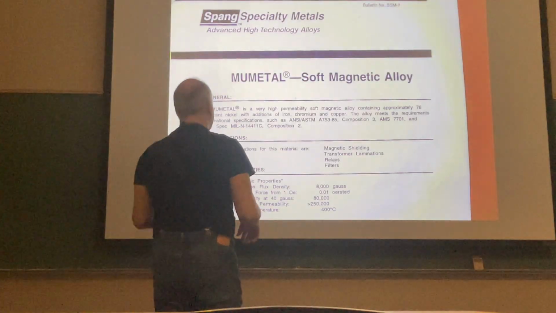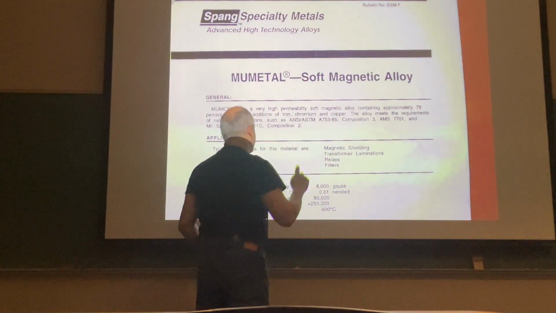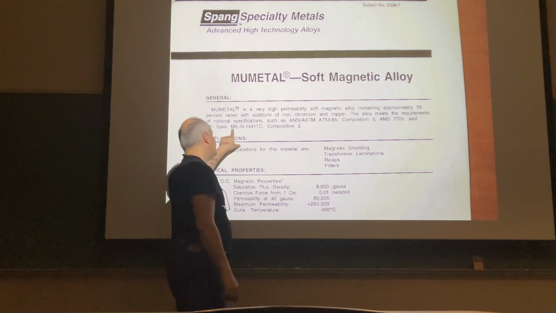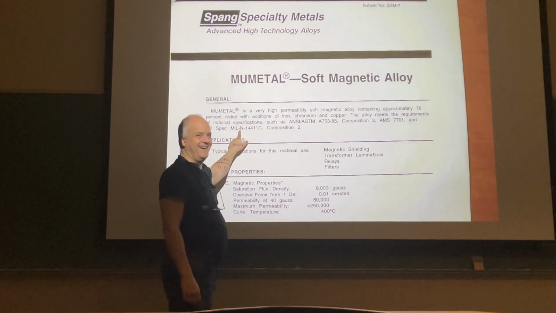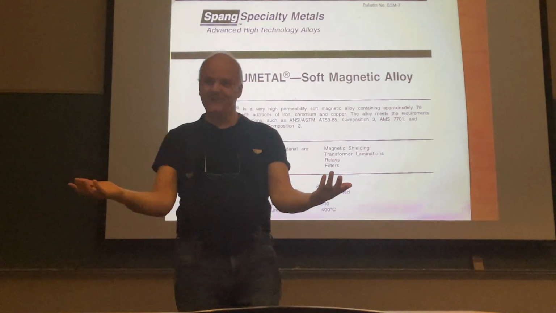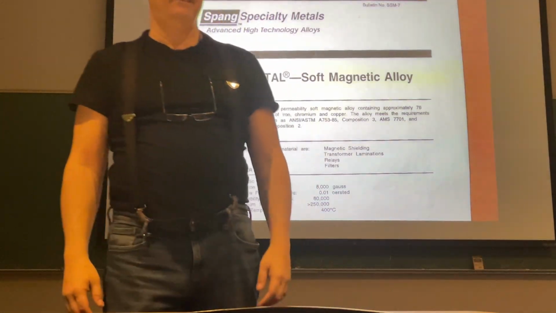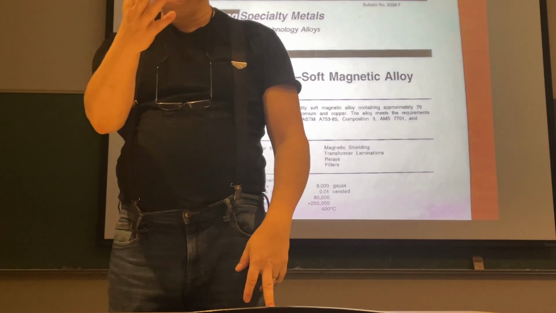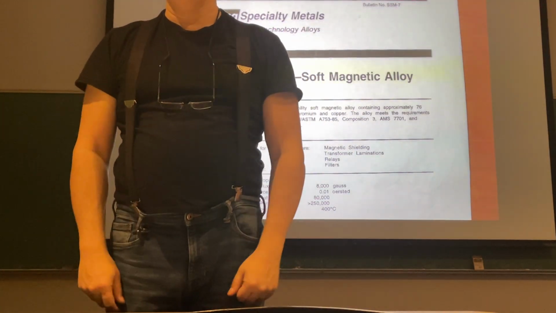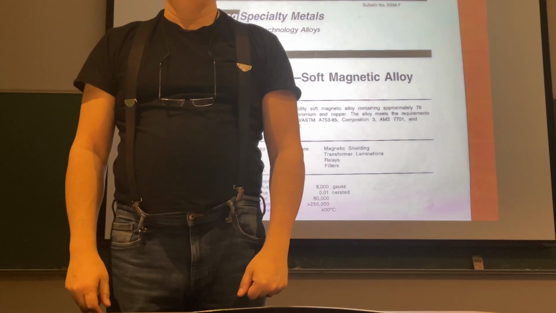This stuff, soft magnetic alloy, that should tell you something. Mill. What does mill mean? Magnetic something. Oh, is that what mill means? Mill? It looks like a pattern. Military. Oh, I wasn't going to guess that.